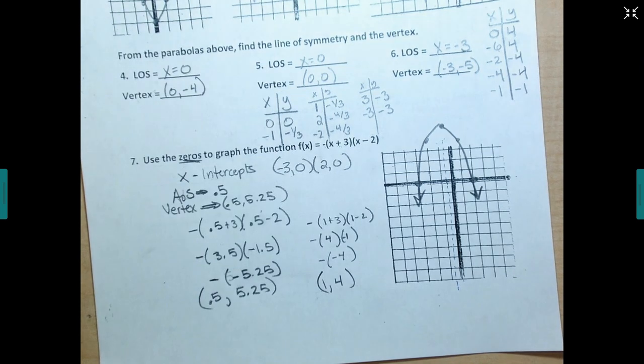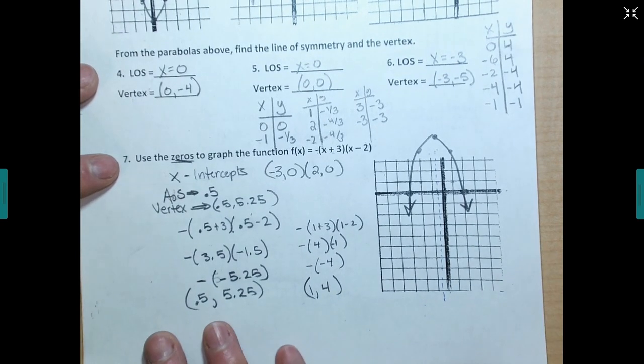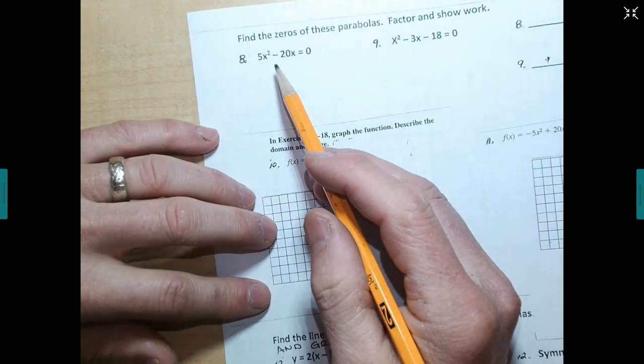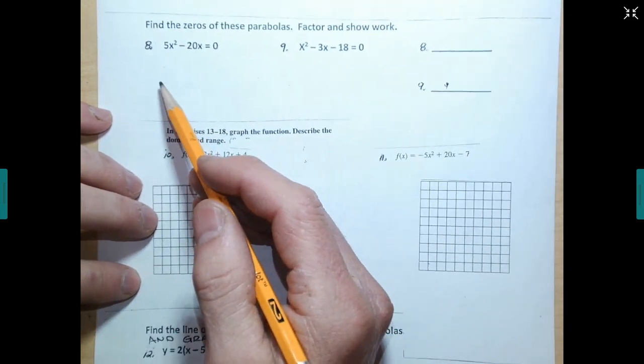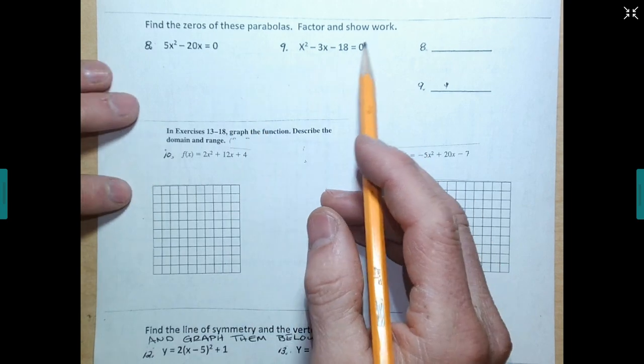So there is my graph for my zeros. All right. Moving on. Find the zeros for these parabolas, factor and show work.